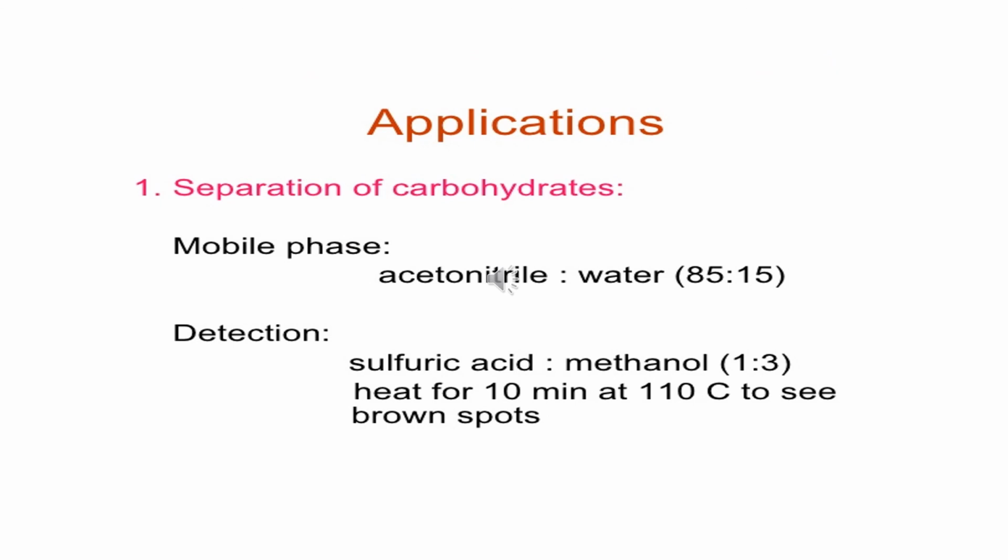Applications. First, separation of carbohydrates. Mobile phase is acetonitrile to water, the ratio is 85 to 15. Detection solvent is sulfuric acid to methanol, 1 to 3. Heat for 10 minutes at 110 degrees Celsius to see the brown spots.